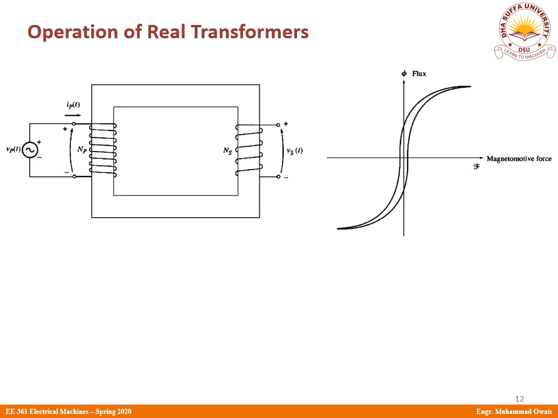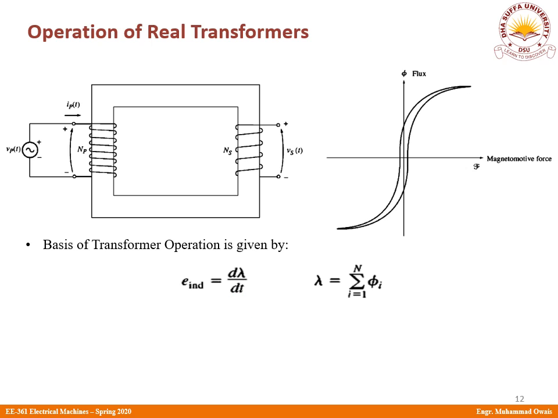Now let's proceed further with our theory of real transformers. We know that the basis of transformer operation, or transformer action, is given by Faraday's law, which is given by this relation: E induced is d lambda divided by dt. Now you might be wondering, what is this lambda? This lambda is the flux linkage in the coil across which the voltage is being induced, and it is actually the sum of the flux through each turn in the coil.